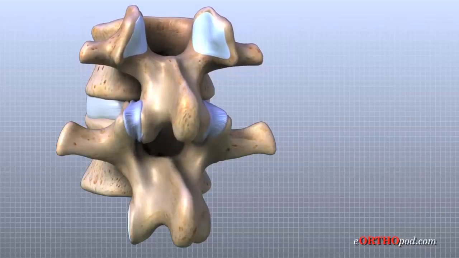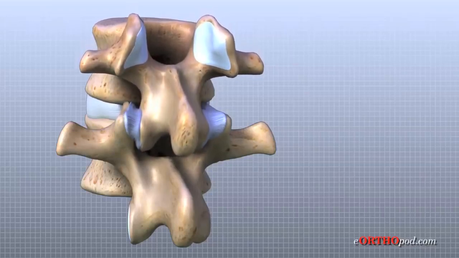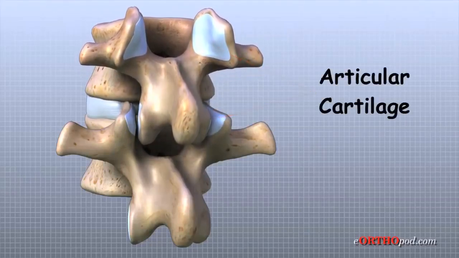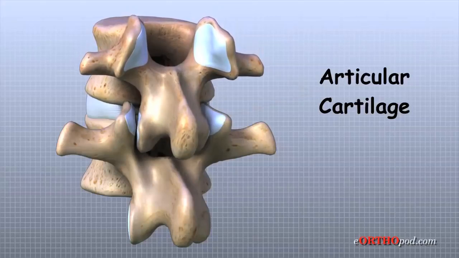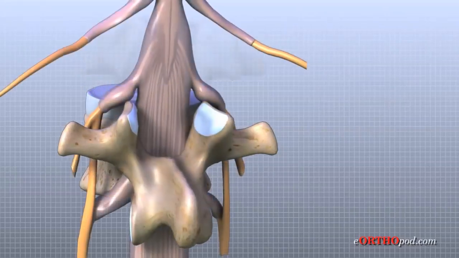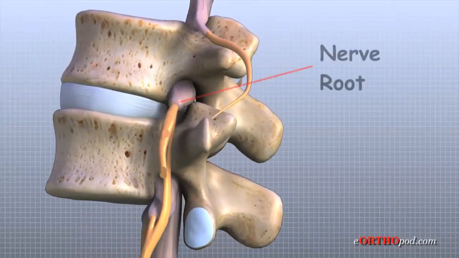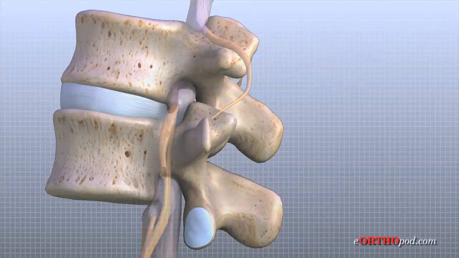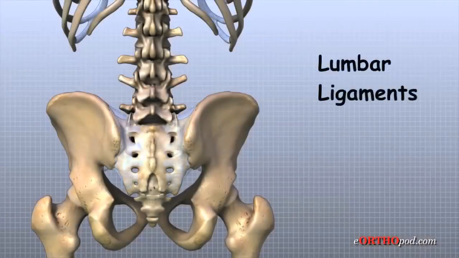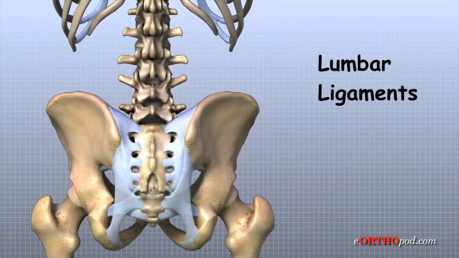The surfaces of the facet joints are covered by articular cartilage. Articular cartilage is a smooth, rubbery material that covers the ends of most joints. It allows the bone ends to move against each other smoothly, without friction. Two spinal nerve roots exit the sides of each spinal segment, one on the left and one on the right. As the nerves leave the spinal cord, they pass through a small bony tunnel on each side of the vertebra called a neural foramen.